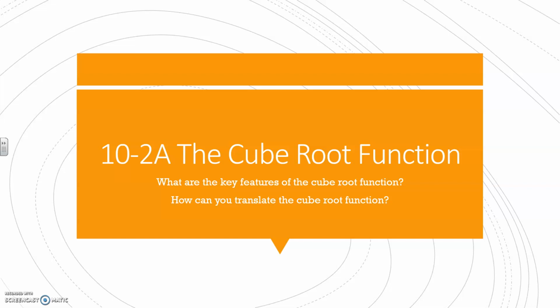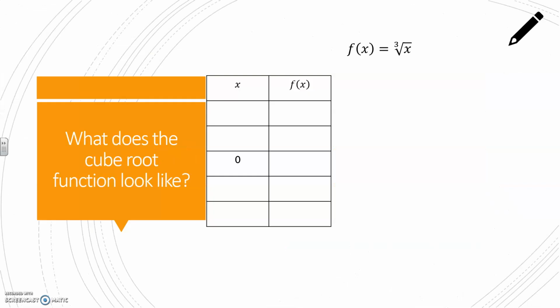The objective today is to find out the key features of the cube root function, and we're going to talk about translating the cube root function. The good news is this lesson is very similar to 10.1a in terms of the translating. We just have to learn what the cube root graph looks like. And the best way to do that is to make a table.